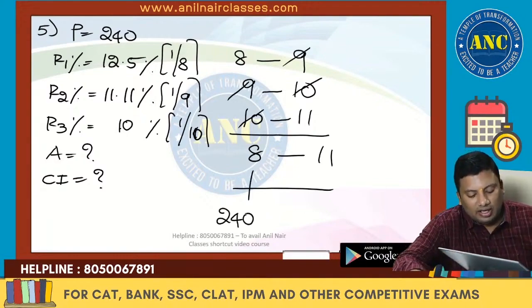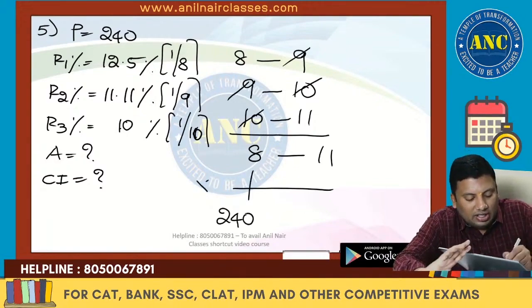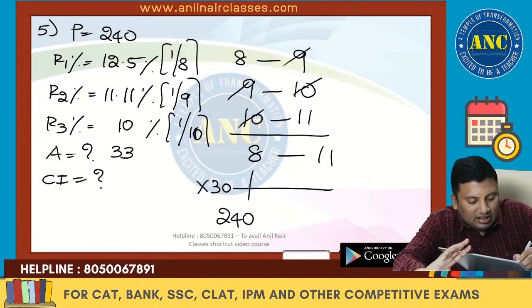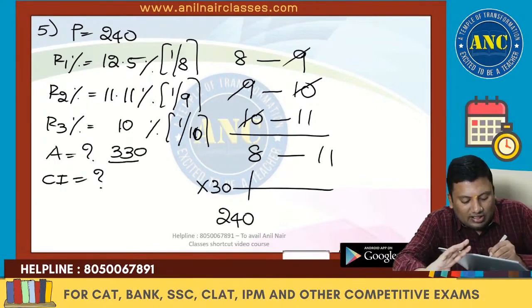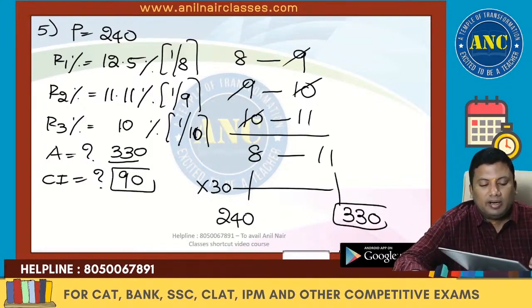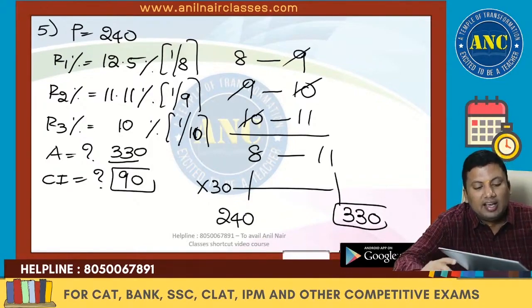According to the question, it is 240. 8 into 30 is 240. 11 into 30 is 330. Change is nothing but 330 minus 240, which is 90. Compound interest is nothing but 90. I hope it is clear. Next question.